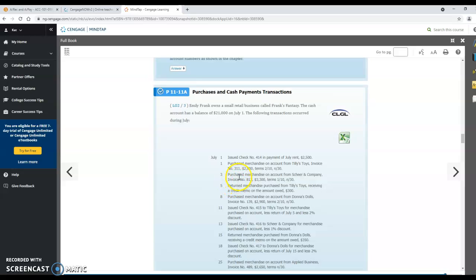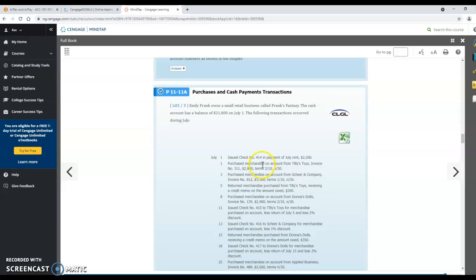Okay, so let's go ahead and we'll put this in the journal. We're purchasing inventory, and they use the word merchandise, that means inventory. We're purchasing inventory to resell, so that's what we're receiving. Receiving inventory to put on the shelf, and we're not paying cash today. We owe out to a vendor, to Tilly's Toys. So when we owe out to a vendor, that's accounts payable.